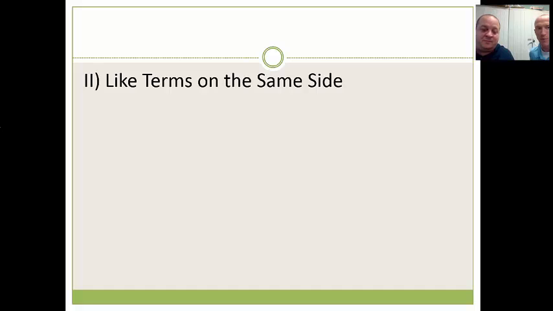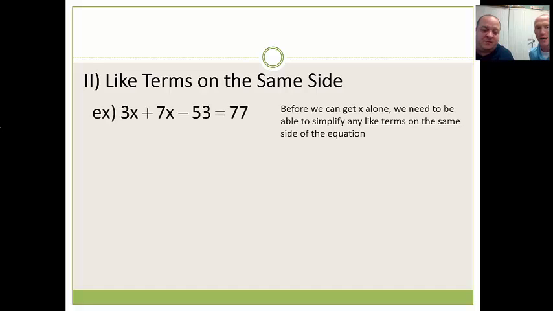All right, so the next problem we're going to look at is what if we have like terms on the same side? Here's our example, 3x plus 7x minus 53 equals 77. So at this point, we have to think, what should we do first? We have to isolate the variable, right? That's our goal of solving something. We want to find when the left side equals the right side. But right now, before we can isolate the variable, we have to get them together if we can.